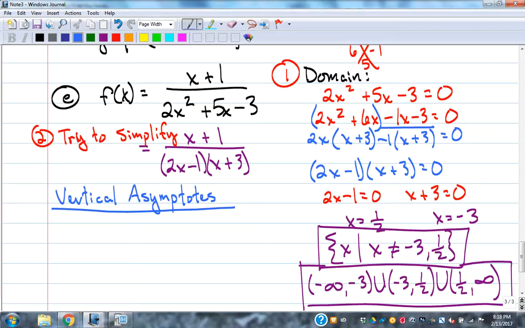Okay? All that hard work that we did to factor this, because it didn't simplify, we're going to use both of those. If it had simplified, and we'll see one later that does, then we would use the one that's left. Okay? Here, both of those factors are still in the problem, so we're going to have two vertical asymptotes. We're going to have one at x equals 1/2 and one at x equals -3. Okay? X equals 1/2 and x equals -3.